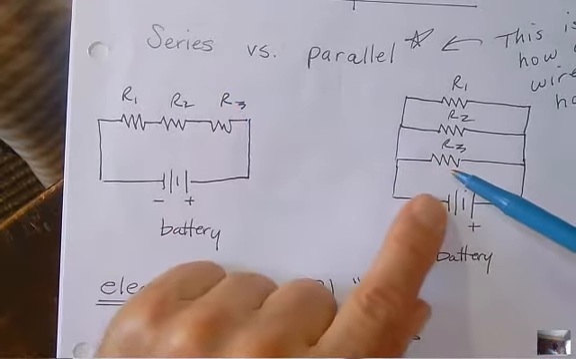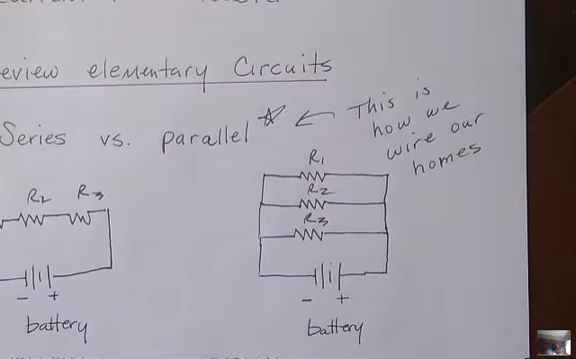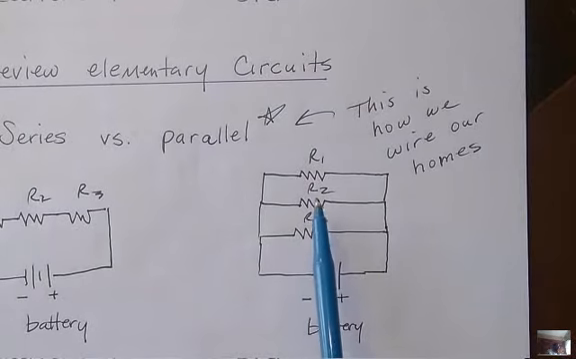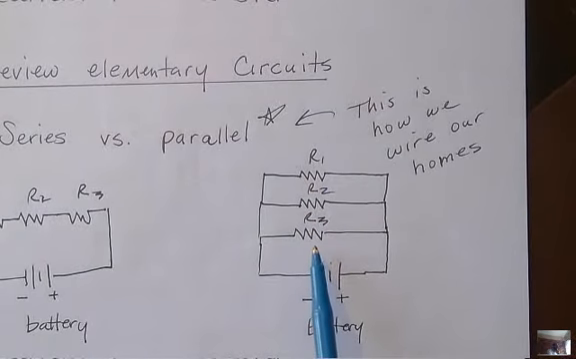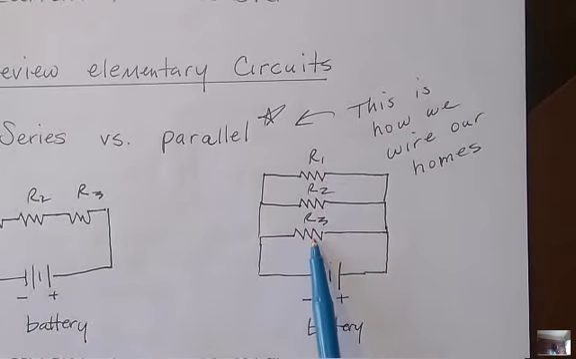We wire our homes like this. We wire our homes in parallel with one another, so that any one of the electric boxes, if it goes out or one appliance goes out, not necessarily everything else goes out. The only thing that would go out is anything that was on the same circuit breaker as it.